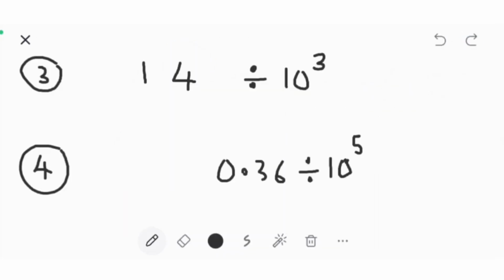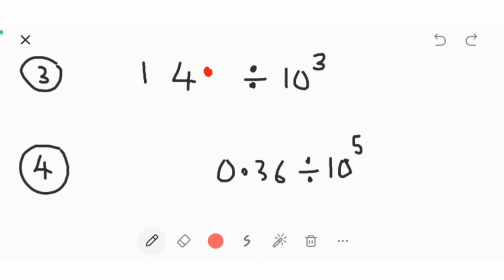What if you have 14 divided by 10 to the power 3? Now, because the power is 3, you will move the decimal point 3 times. And because we are doing division, you will move the decimal point to the left. But somebody will say, where is the decimal point? Now look at this 14. The decimal point is hidden. And where is it hidden? It is hidden after digit 4.